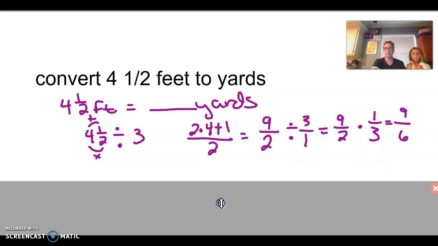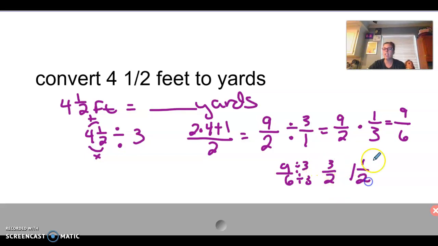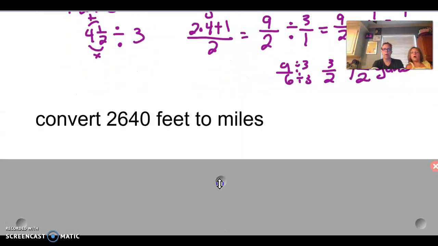Let me see if I have room down here. So 9 over 6, we need to divide by 3. So we have 3 over 2. Now that doesn't make a lot of sense, so we have to revert it back. How many times does 2 go into 3? Once, with how many left over? 1. 1.5 yards. So if we take 4.5 of these, it's going to make 1 whole and then 1/2 of one. Okay? 1.5 yards.